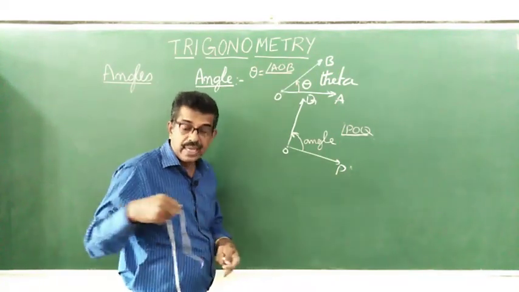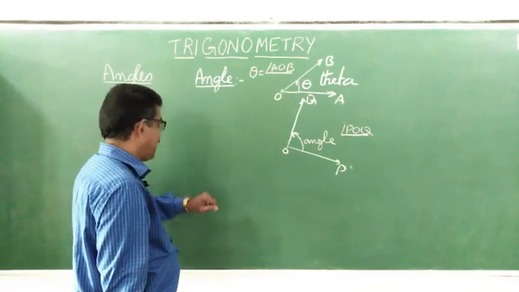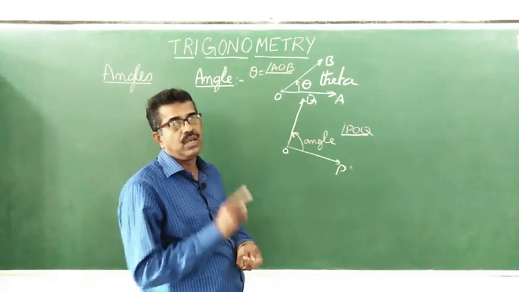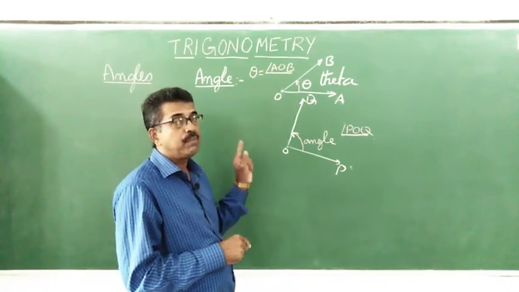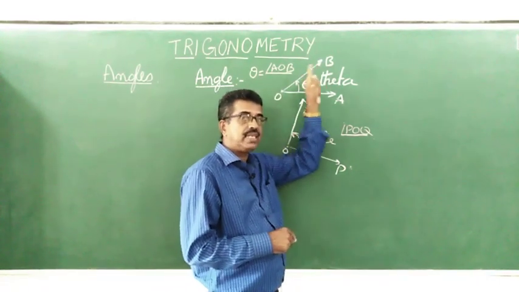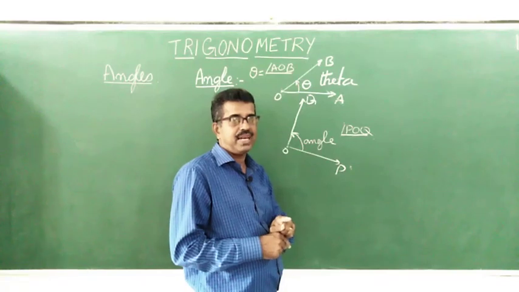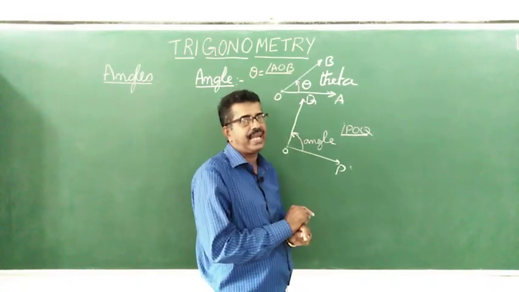So there should be no confusion regarding angle. You are not supposed to have any confusion regarding angle. What is the angle? Angle is simply defined as an amount of rotation from initial ray to terminal ray. Okay? Have you understood it properly? So that is known as angle.